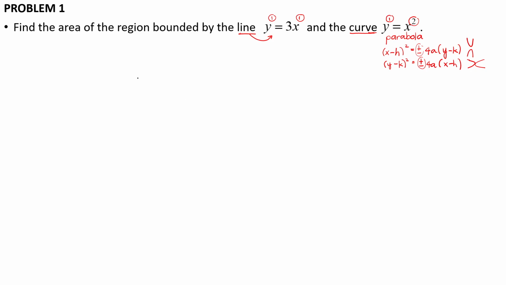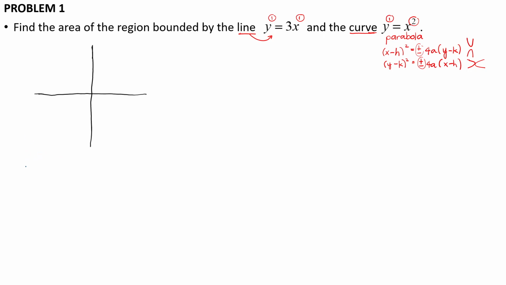Okay, so let's try to graph your equations. Let's graph the equations first. We have the line y equals 3x, and then the curve y equals x squared.